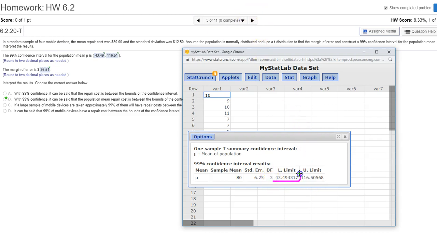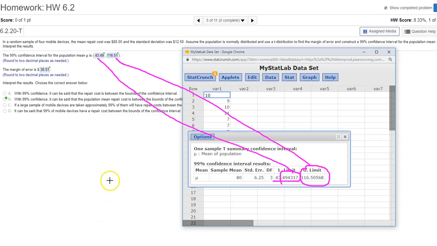I will have my lower limit. Can you see the 116 here? Okay. And the upper limit. So the lower limit goes right here. Upper limit goes right there. Okay. And now they're asking us for margin of error. So there are two ways of doing it. Either you can do lower limit minus upper limit divided by 2. You can go ahead and find the margin of error that way.